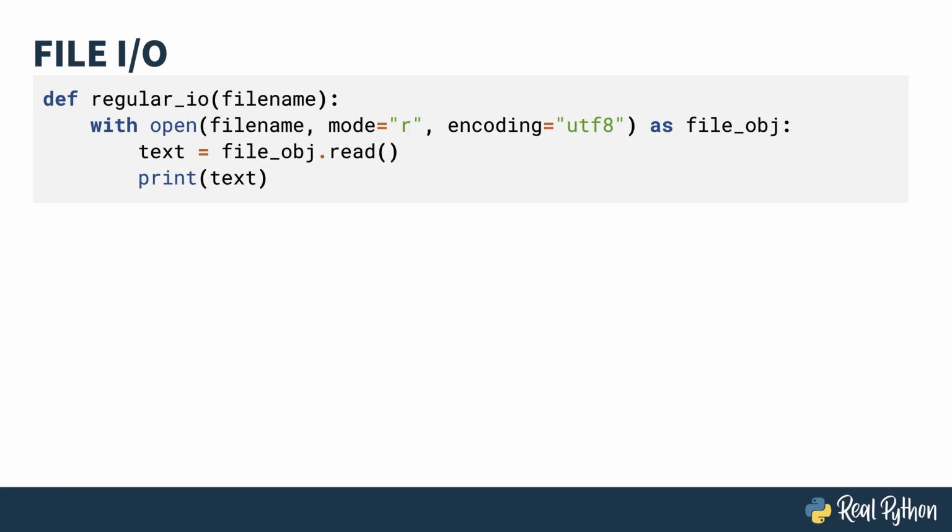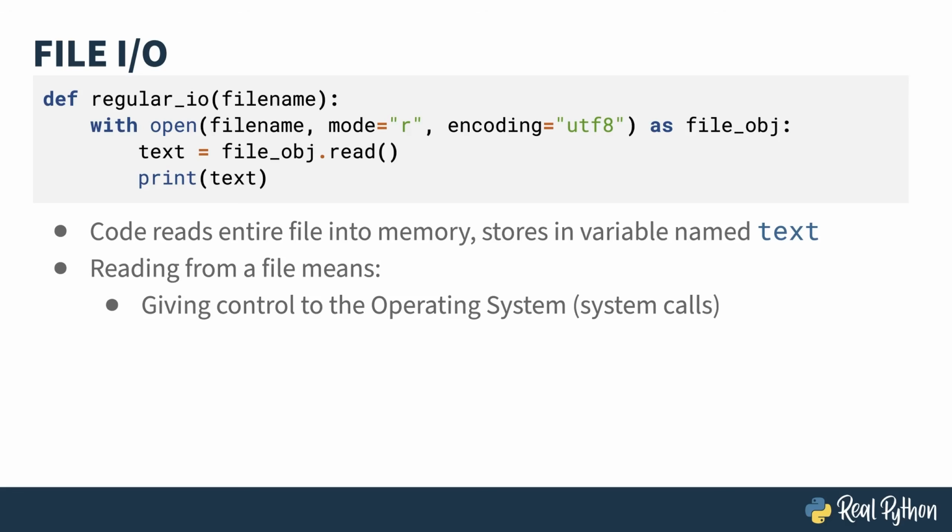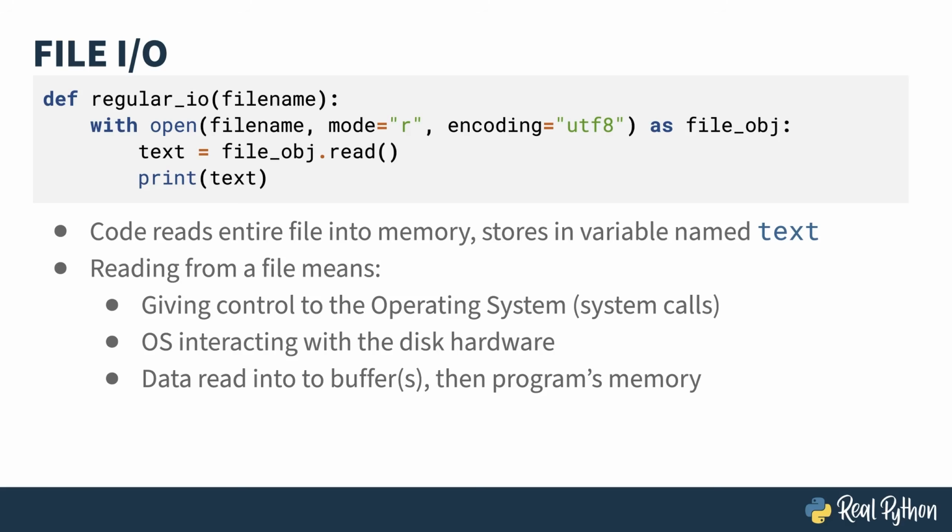Okay, you're an expert on memory now. How about that storage stuff? Consider this bit of code which reads all the contents of a file and puts it in a variable named text, which of course lives in memory. To read the file, you have to give up control of your program to the OS by making a system call. Then the OS interacts with the disk, and it buffers the data from the disk before putting it into memory. This is a vast oversimplification.